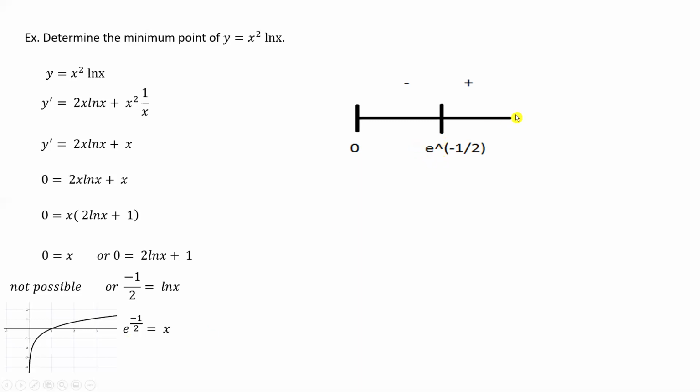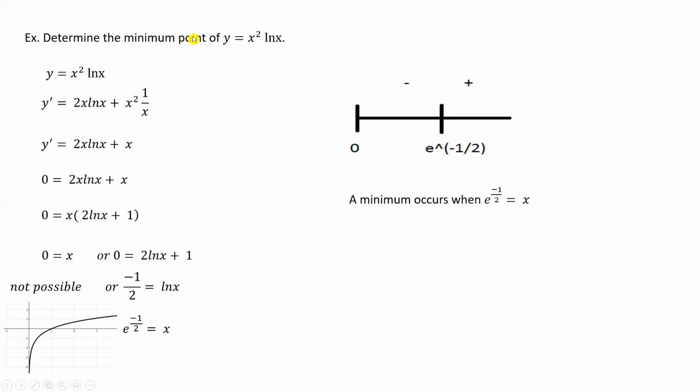If we plug a number to the right, let's say e to the 100, when you take the ln of that, that would be 100. 200 plus 1, so that's going to be positive. Plug a number in here that's very, very small. How about e to the negative 100? When you plug e to the negative 100 in, that becomes negative 100 times 2 plus 1. So this will be negative. So negative slope, positive slope. We know we have a minimum when x equals e to the negative 1/2.